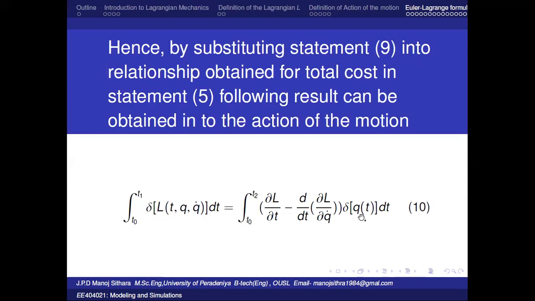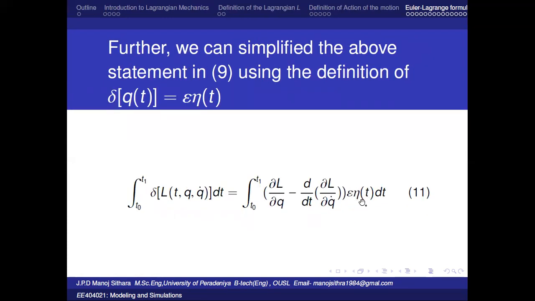Also, we know that we can remove this difference delta function, in terms of epsilon eta terms, right? In terms of epsilon eta terms, we know that this eta is nothing but a positive definite function, right?